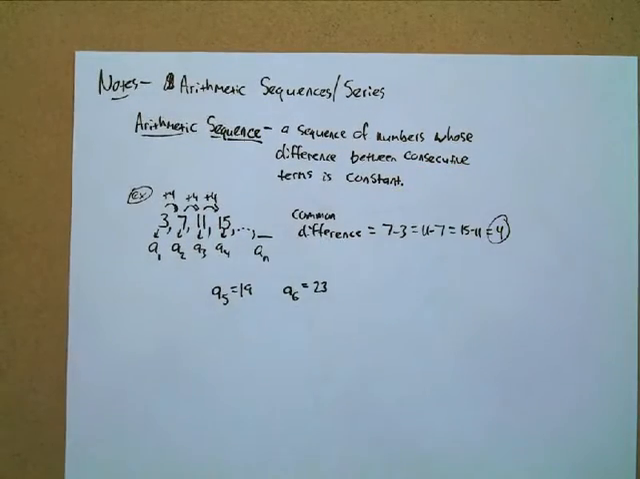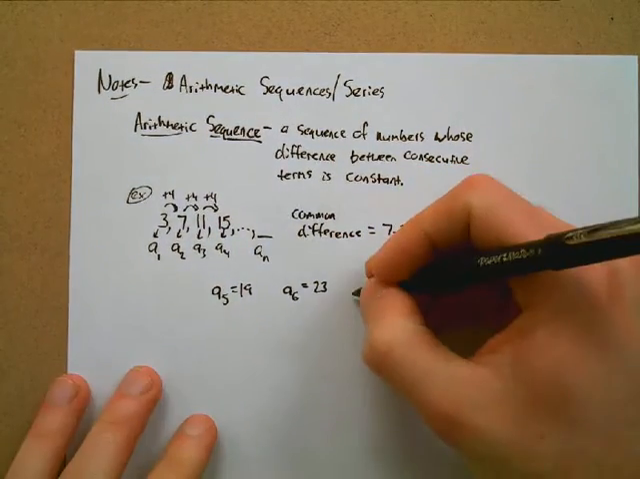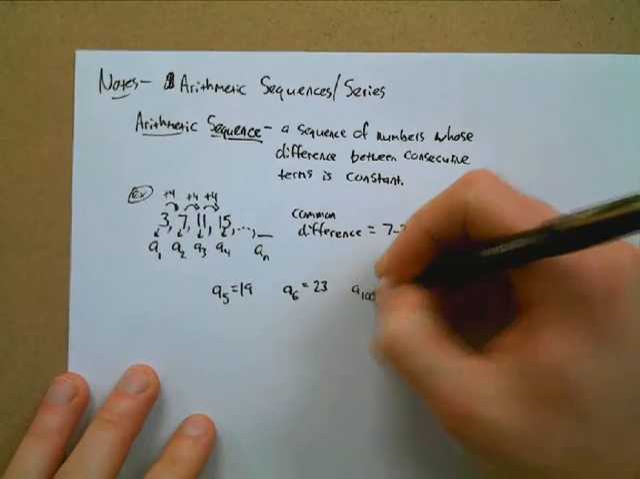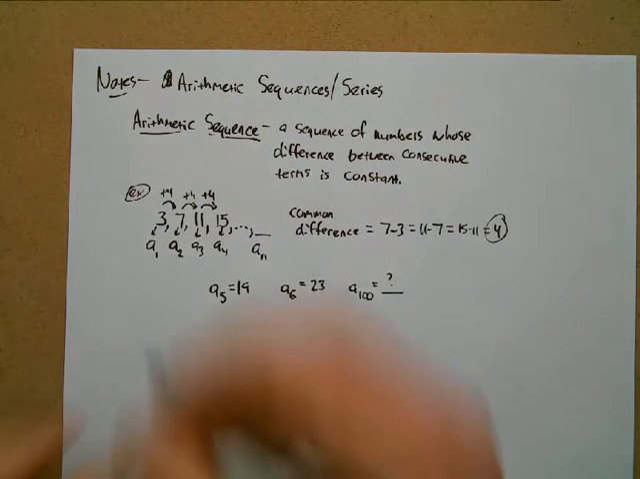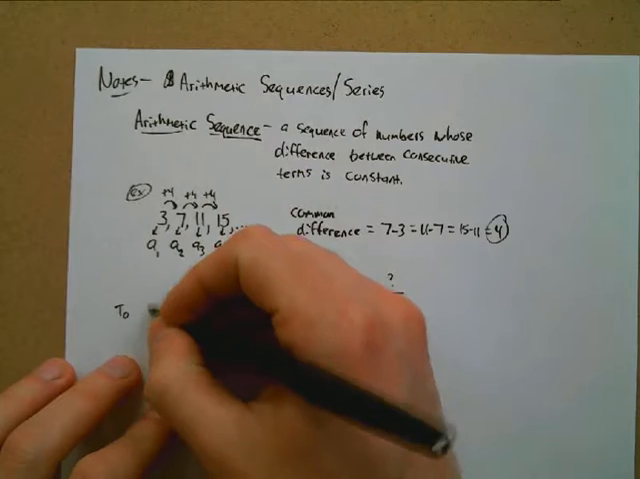Do we really want to sit there and spend the time adding 4 over and over and over again until we get up to the 100th term, right? That can be kind of a lot. Well, we have a formula to find a specific term. To find the nth term of an arithmetic sequence.